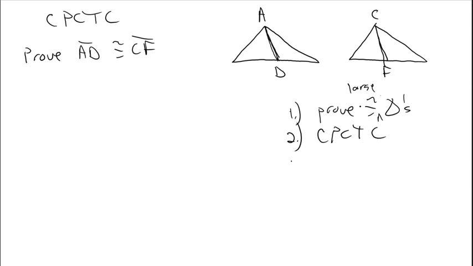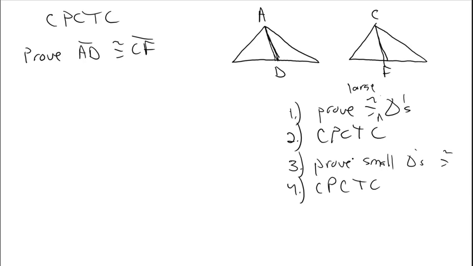Prove the large triangles are congruent, and then use CPCTC, and then do it again to work your way to the inside of the big triangle, like right here, the AD and CF. So if you can prove the small triangles are congruent, you can then again use the fact that the corresponding parts of those congruent triangles are congruent.